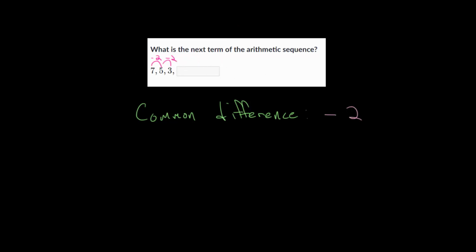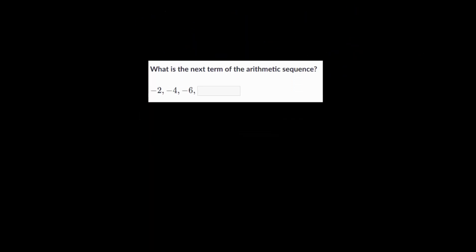And so to find that next term, we're going to take 3 and subtract 2, and that will give us 1. Of course, we could keep going. If we want to find the next term, we take 1 and subtract 2 again to get negative 1, and we could keep going to minus 3, minus 5, and so on. So let's keep going with these. We'll look at 2 more problems.